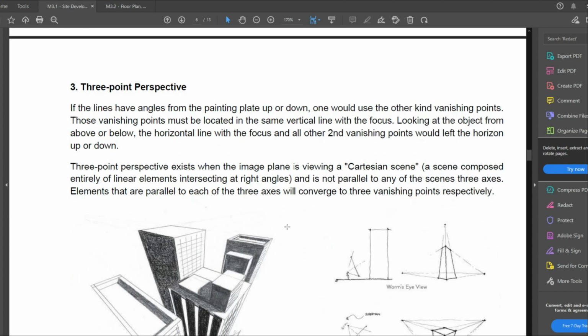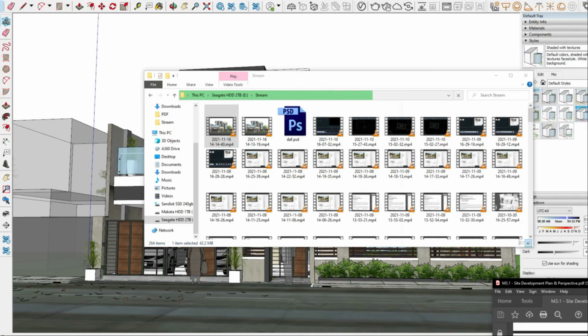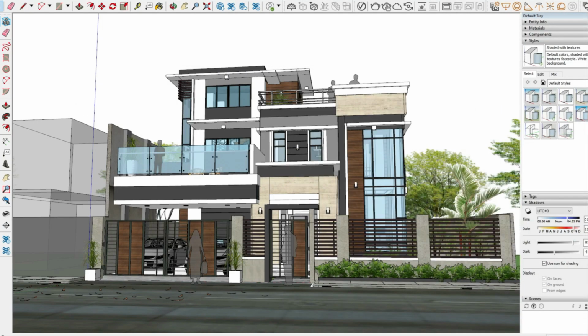So the next one is 3-point perspective. So if the lines have angles from the painting plane up or down, so one would use the other kind of vanishing points. So those vanishing points must be located in the same vertical line with focus. So looking at the object from above or below, the horizon line with the focus and all other second vanishing points would leave the horizon up or down.